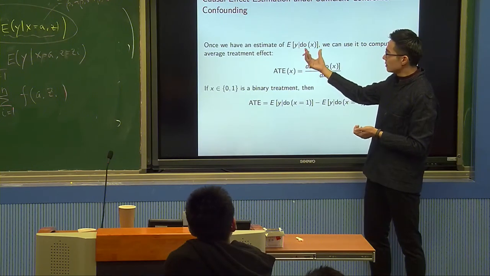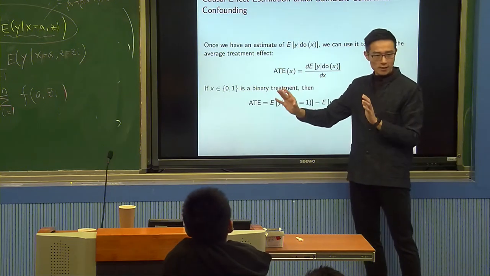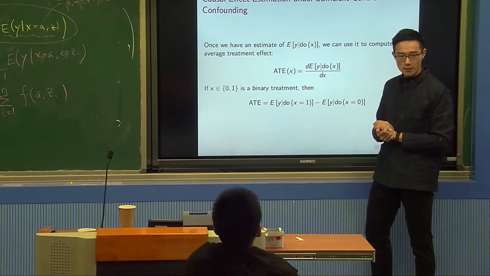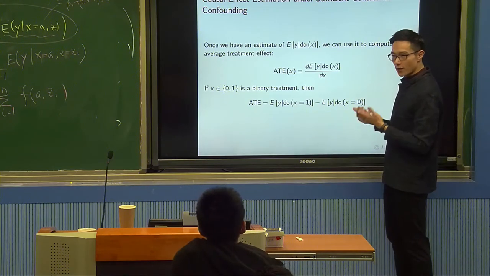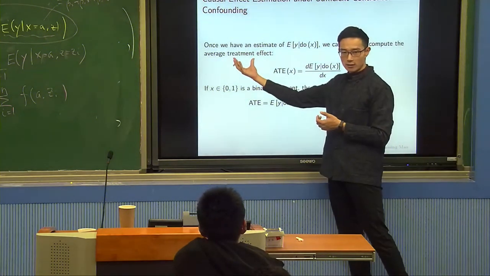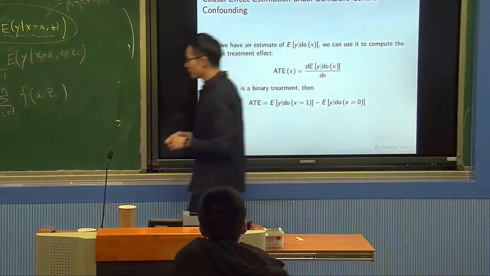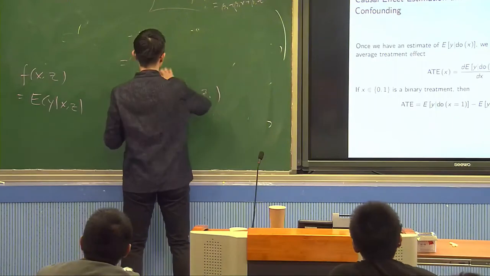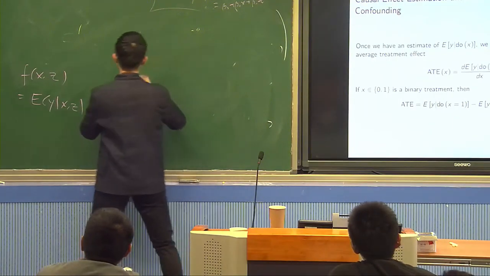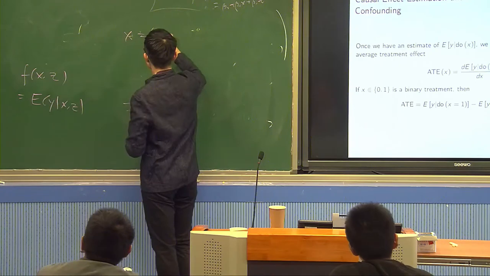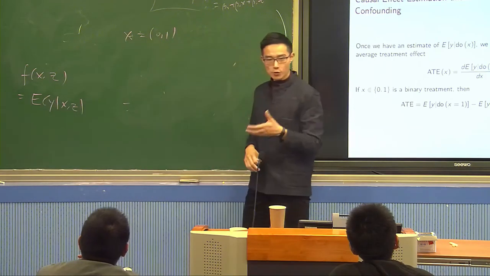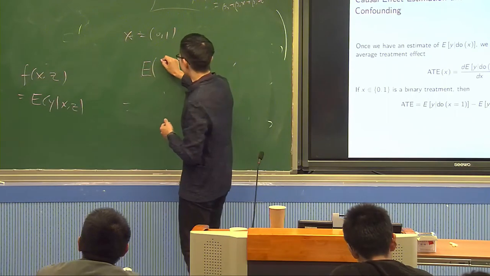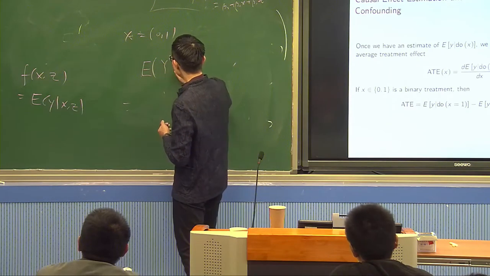But when we talk about the RCM and the definition of causal treatment effect in economics, we have already defined something called the average treatment effect. What is the average treatment effect? When X is binary, if X is 0, 1, the average treatment effect is defined in the RCM as E[Y1] minus E[Y0].